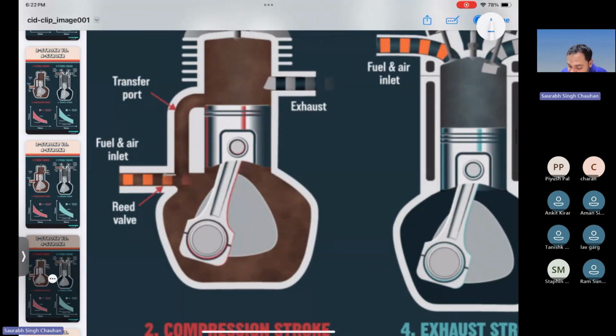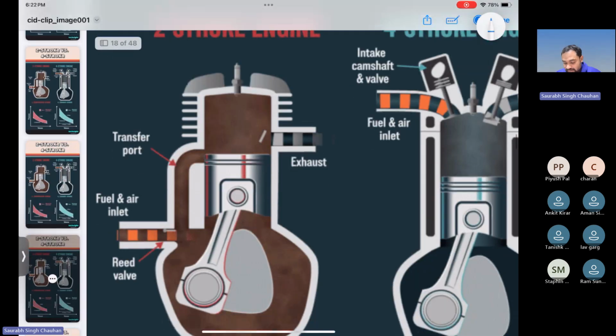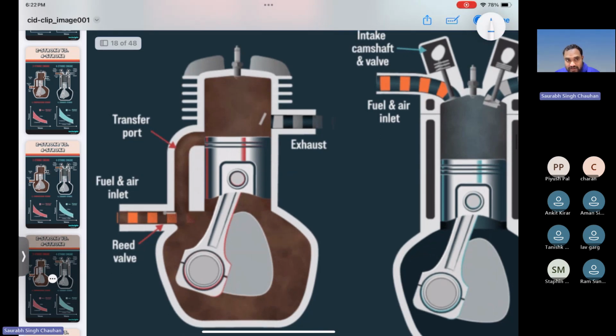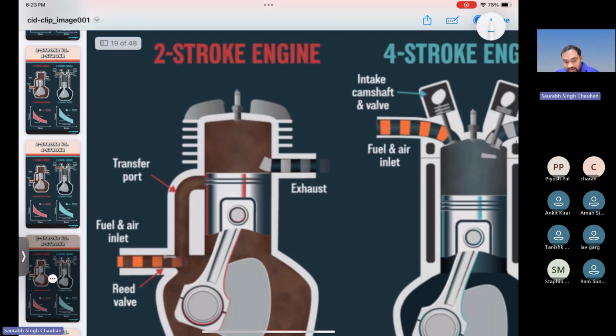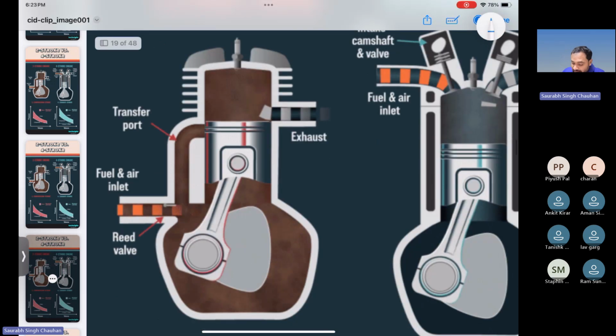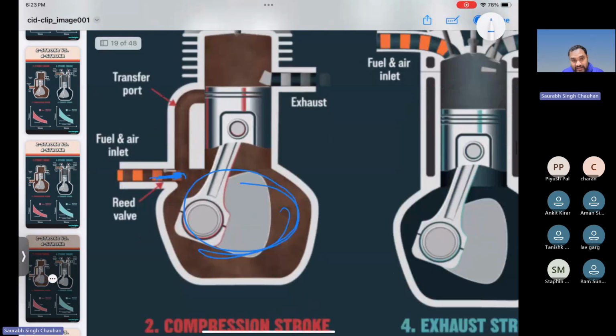Now you see it has reached near the transfer port. If it moves further upward, it will close the transfer port and the transfer process will stop. Now it is coming upward towards TDC and the transfer port has started to close. Now the transfer port has been closed, but more and more air fuel mixture is coming inside the crankcase. Why? Because the piston is moving upward and less pressure is being created in the crankcase. So air fuel mixture is coming inside, but the exhaust port is still open.